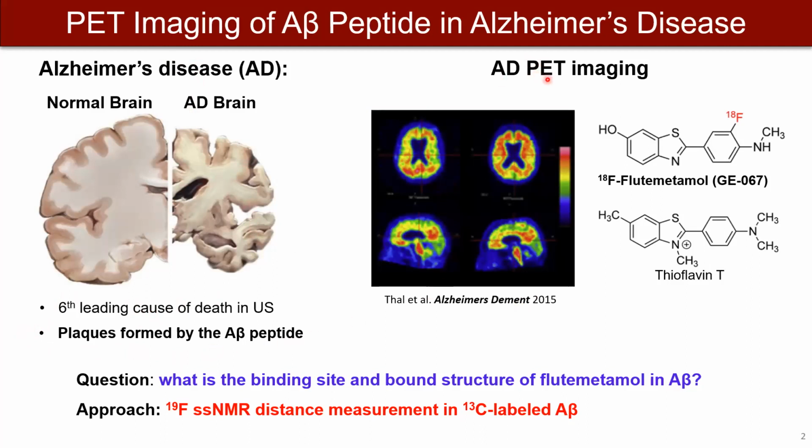Positron emission tomography is an emerging modality for AD diagnosis, which requires very special radioactive imaging agents to function. Fluoromethanol is one of the FDA-approved A-beta specific PET ligands, which is derived from thioflavin T. We want to ask, what is the binding site and bound structure of the fluoromethanol in A-beta? Our approach is fluorine solid-state NMR distance measurement in the carbon-13 labeled A-beta.